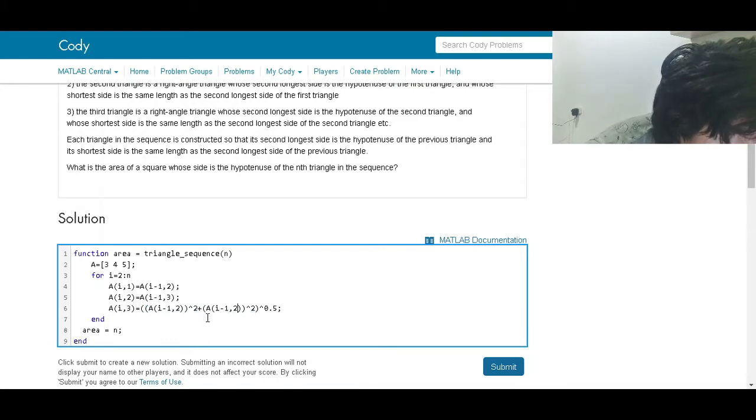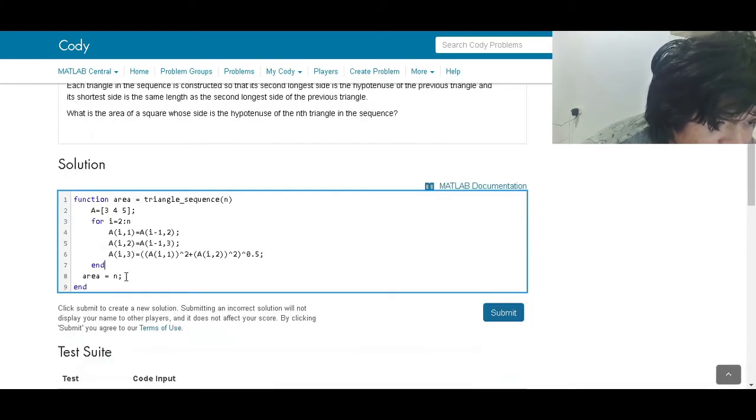Oh wait, it's not this one, it's this one, right? It's this one. Yes, because we are getting these two sides, I1 and I2, so it should be I1, I2. We are getting the square of both numbers, we are adding them, and then we are getting the square root, and we get what? The hypotenuse of this new iteration.